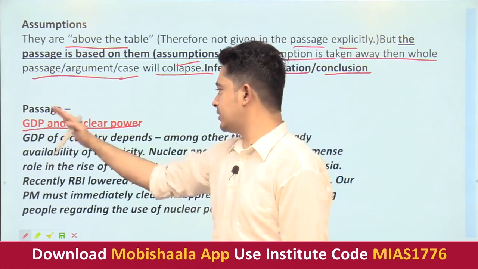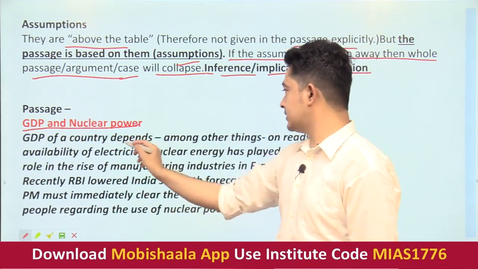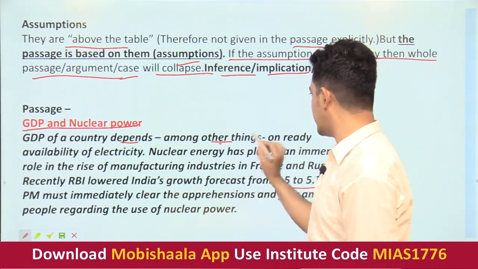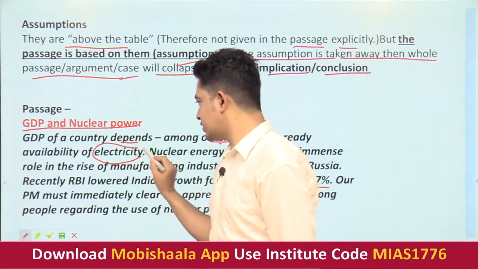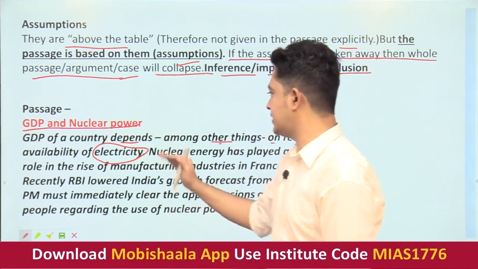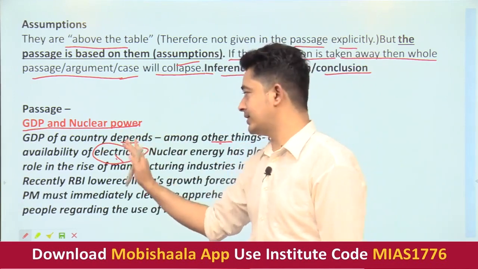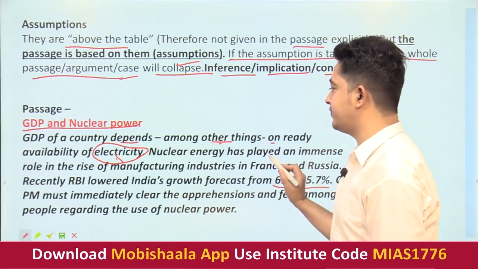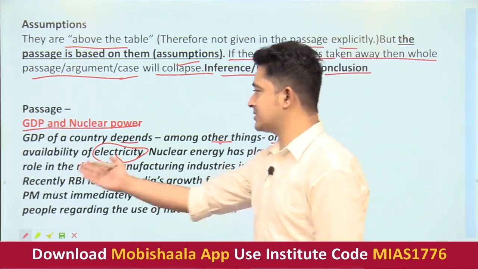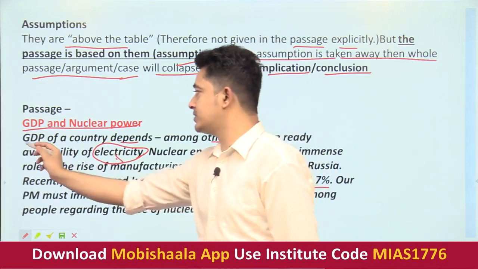So GDP of any country depends on what? Among other things, on ready availability of electricity. So does that truly mean that the GDP of any country depends on electricity? Not exactly true. Nuclear energy has played an immense role in the rise of manufacturing industry. Now we started the passage, and we started from GDP.